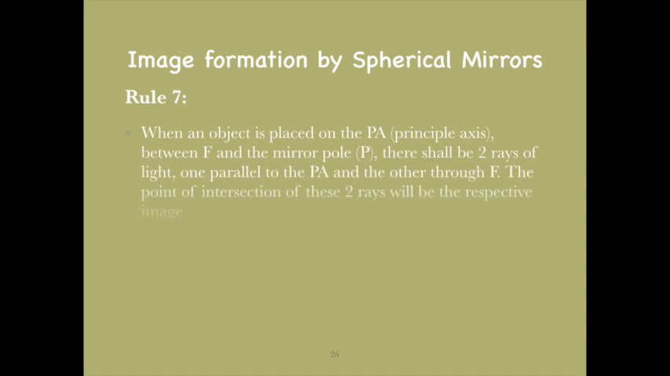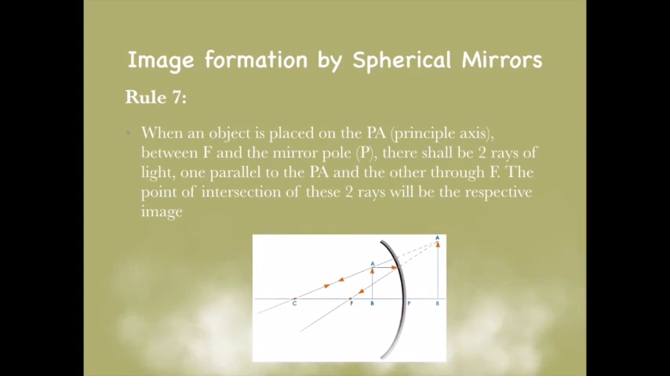So coming to the second last rule, which is rule number 7. It says that when an object is placed between the pole and the focal point, which is P and F, a virtual image is formed. That is, it is formed on the other side of the mirror. A virtual image is formed, not a real image. Please have a look at the diagram.